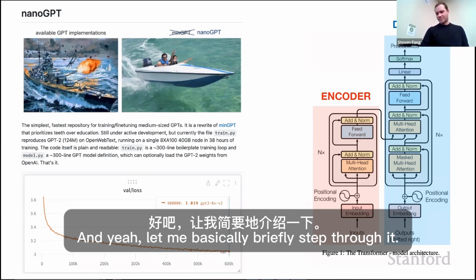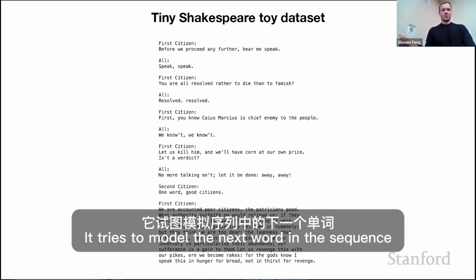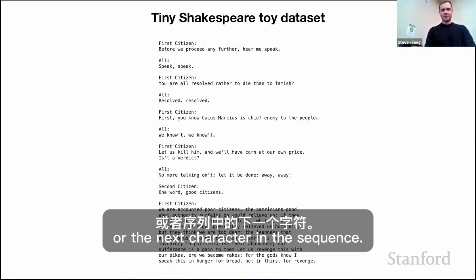Yeah, let me basically briefly step through it. So let's try to have a decoder-only transformer. What that means is that it's a language model. It tries to model the next word in the sequence or the next character in the sequence.